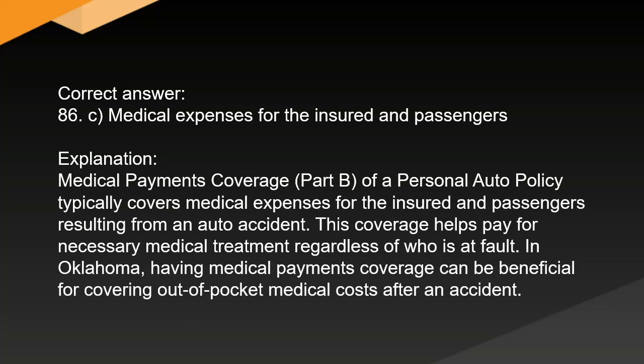Correct answer. C. Medical expenses for the insured and passengers. Explanation. Medical payments coverage, Part B, of a personal auto policy typically covers medical expenses for the insured and passengers resulting from an auto accident. This coverage helps pay for necessary medical treatment regardless of who is at fault. In Oklahoma, having medical payments coverage can be beneficial for covering out-of-pocket medical costs after an accident.